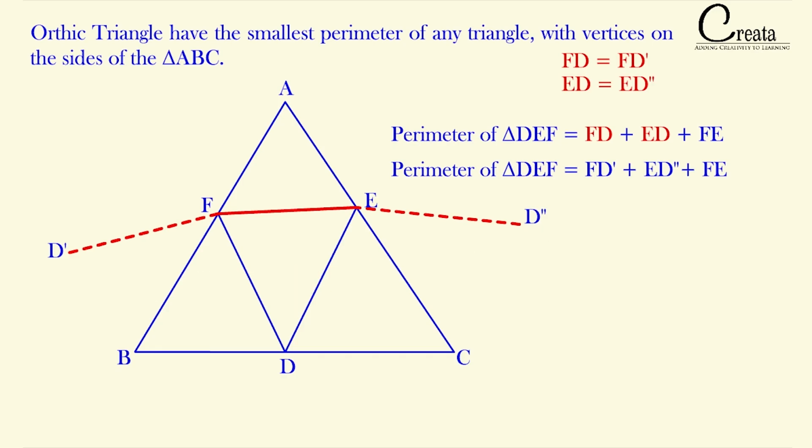So the minimum perimeter will be the minimum distance between point D dash and D double dash. This complete path is the perimeter and the minimum perimeter is the shortest distance between the points D dash and D double dash. And we know the shortest distance between any two points is a straight line. So can we say the line segment D dash D double dash is the shortest distance between the points D dash and D double dash? We can say so. The shortest distance between any two points is the straight line. So here the line segment D dash D double dash gives the smallest perimeter.